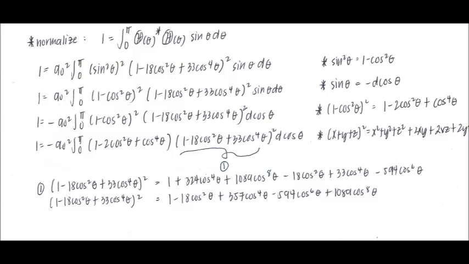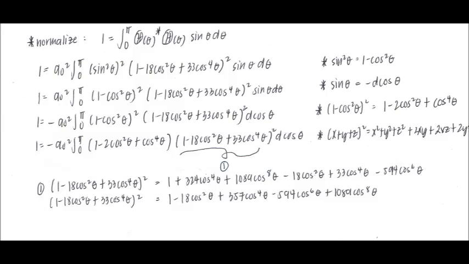Now we will expand (1 minus 18 cosine squared theta plus 33 cosine to the 4th theta) squared. We know that (x plus y plus z) squared is equal to x squared plus y squared plus z squared plus 2xy plus 2xz plus 2yz, as written in the Mathematics Formulas and Definitions of Jimmy C. Chan.